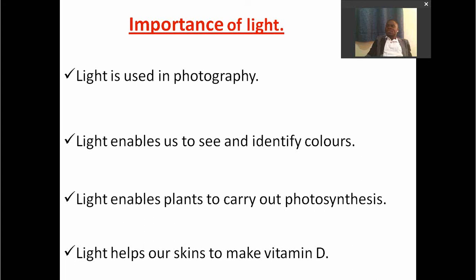So it is the sun which helps our skin to make vitamin D. The sun does not make vitamin D, but the sun helps our skin to make vitamin D. Let's continue.